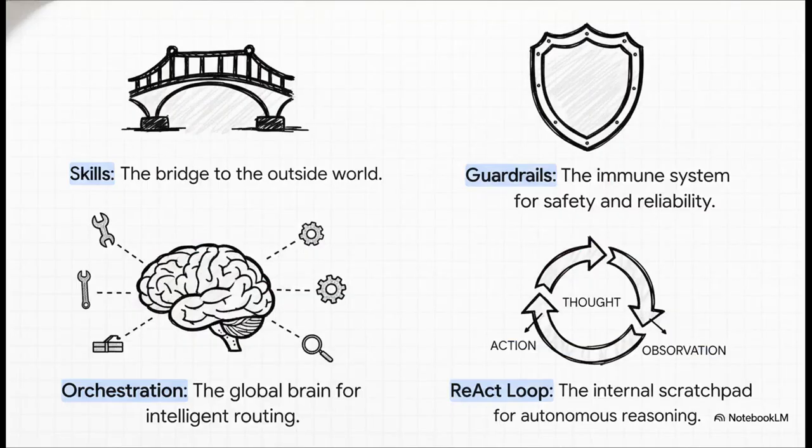So if you remember anything from this, remember these four architectural pillars. The skills are the bridge that lets the agent act in the real world. The guardrails are the immune system that keeps those actions safe and reliable. The orchestration is the global brain that intelligently directs everything. And that ReAct loop, that's the internal scratchpad that allows for truly autonomous reasoning.